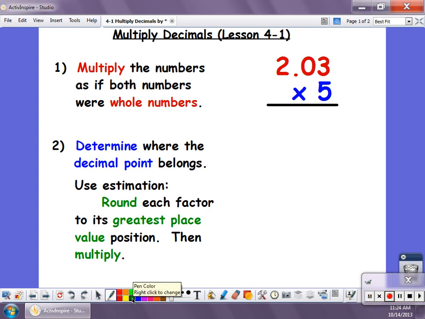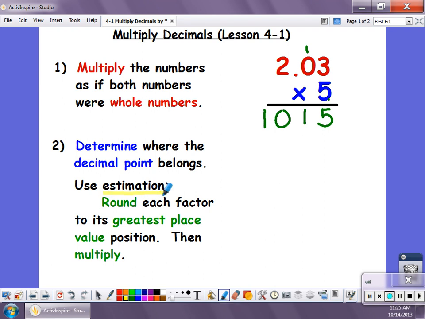The first thing we're going to do is multiply these two numbers together as if they were whole numbers. We're going to pretend that this decimal point isn't even there. So first, 5 times 3 is 15. Then 5 times 0 is 0, plus the 1 I added, and then 5 times 2 is 10.